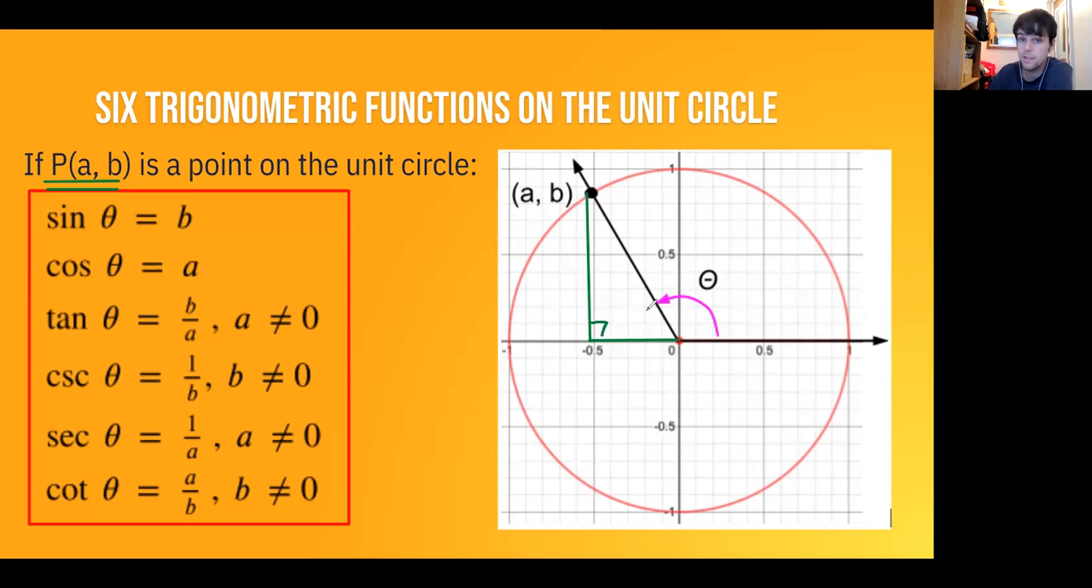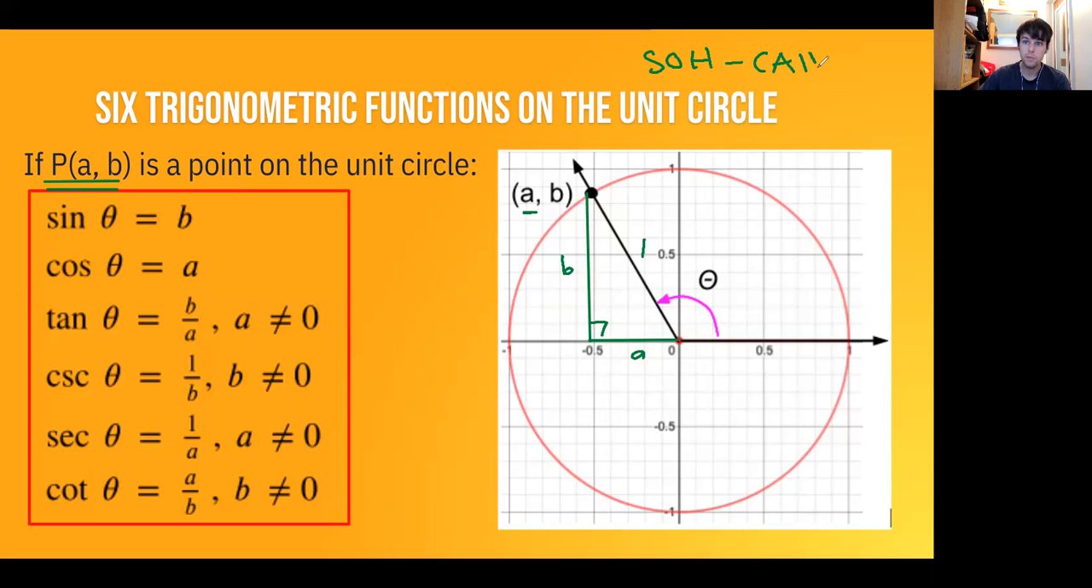I say nice because the coordinates actually tell us the side lengths. This length here matches the x-coordinate, the a value. And this length here matches the y-coordinate, the b value. And since we're on the unit circle, we know this radius has to be 1. So we know all 3 sides of this right triangle in terms of the x-coordinate, the y-coordinate, and the radius. And we can use our basic trig relationships, our SOHCAHTOA, to show how these trig relationships come about.